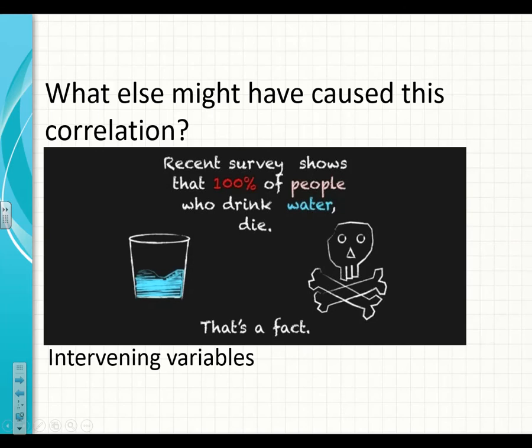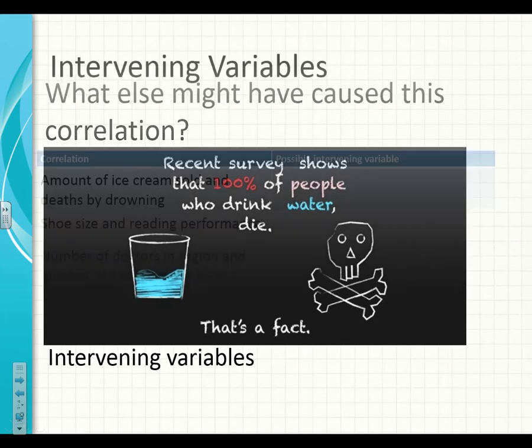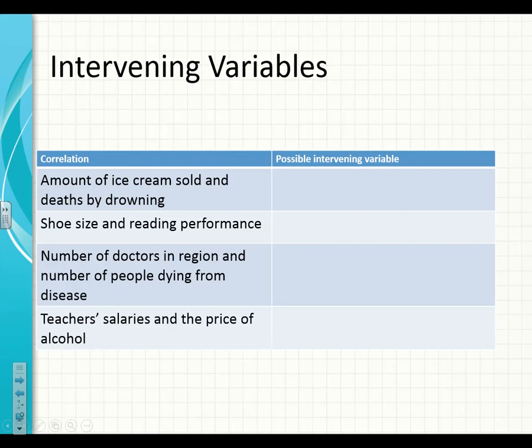So there you go. What else might have caused this correlation? So therefore we've got intervening variables, which we talked about before, so other variables that might have caused it. What I'd like you to have a think about in your flipped learning books, and I want you to tell me about, is what might be the intervening variable that causes a relationship.